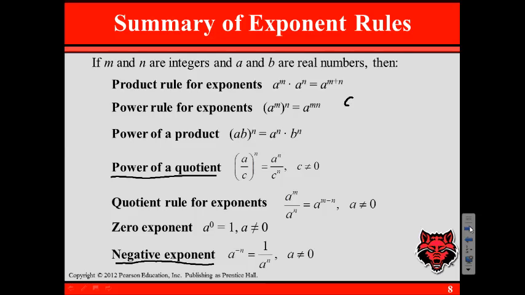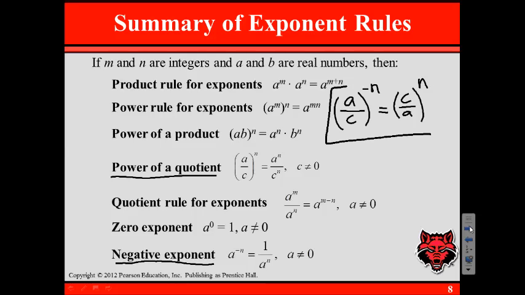And that is, if we have a fraction, a over c, and that entire fraction is being raised to a negative exponent, we could flip the fraction. We wouldn't change any of the exponents, but we would flip the fraction, and then the exponent on the outside would become positive. Sometimes this is a helpful rule as well. It's really just a combination of other rules, and that's probably why it's not written on this slide, but you might want to write it in your notes as well.